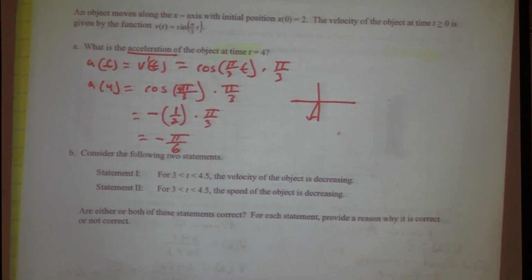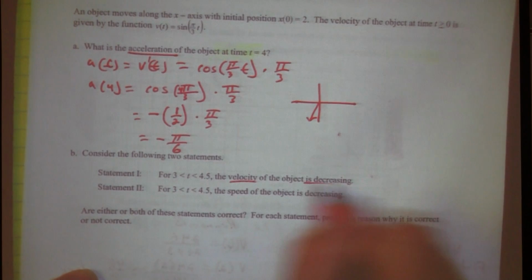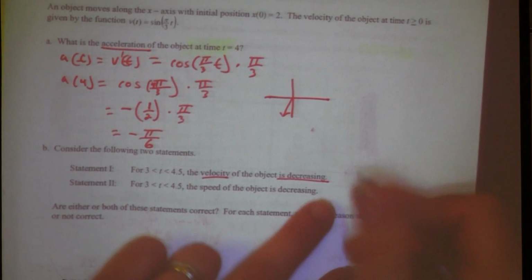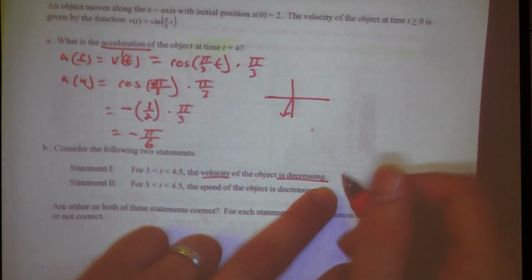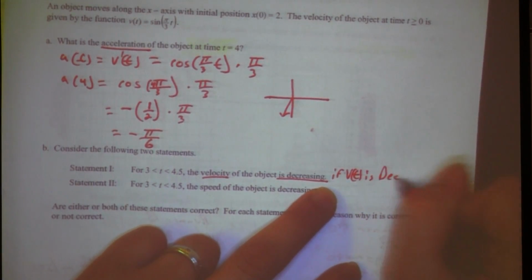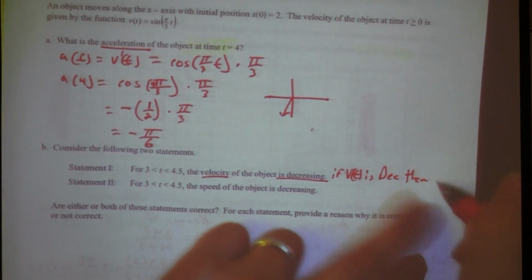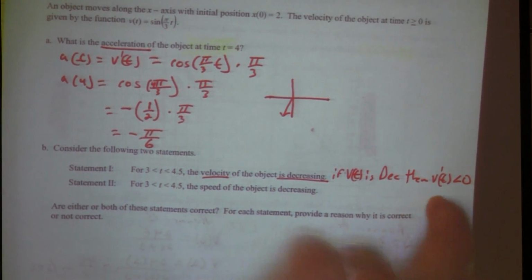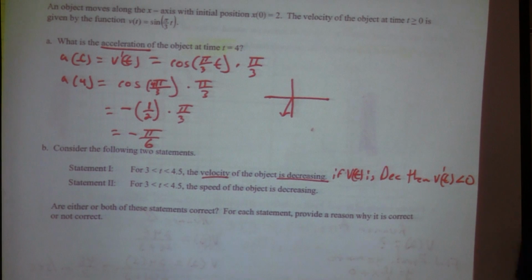How would I know if the velocity of the object is decreasing? Didn't we just say that? The acceleration is what? Negative? Okay, so if v of t is decreasing, then v prime of t has to be less than 0. Is that true? So between 3 and 4.5, how would I tell if its derivative is less than 0? What would I have to do?